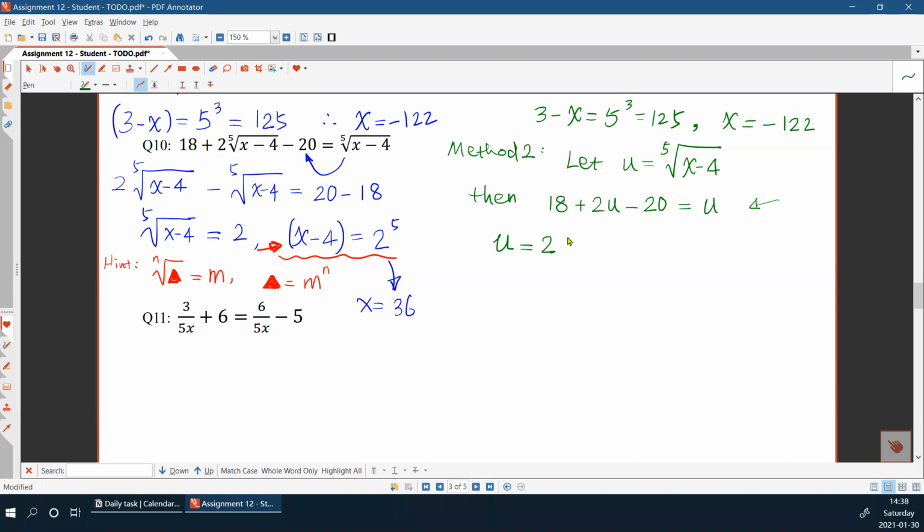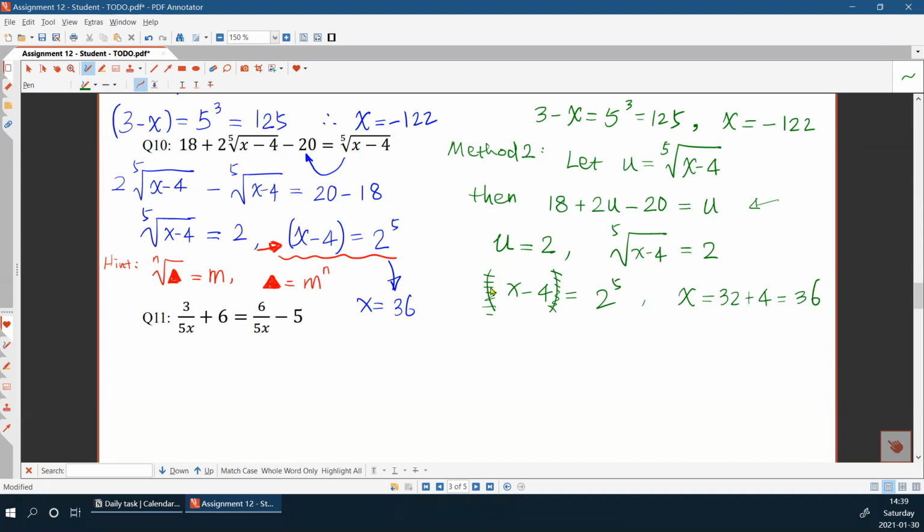The question asks us to solve for x, but there is a connection between u and x, which is the fifth root of x minus 4, and that is now 2. That gives you x minus 4 is actually 2 raised to the fifth power, right? Here, of course, you don't have to write the brackets, okay? And then x is 32 plus 4, which is 36, okay?